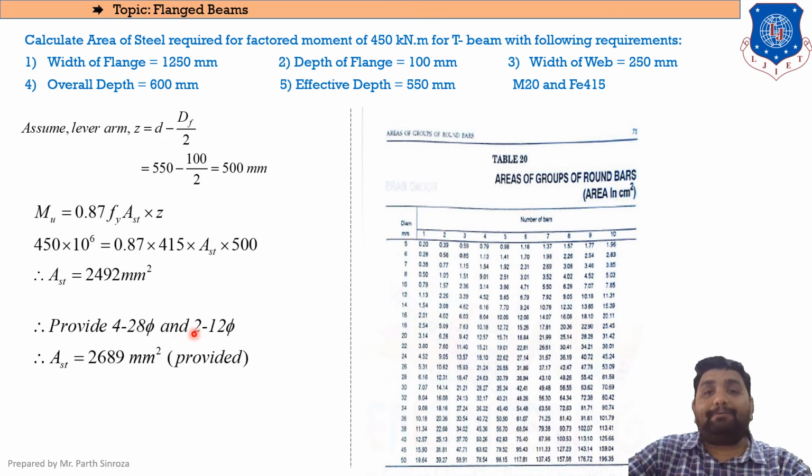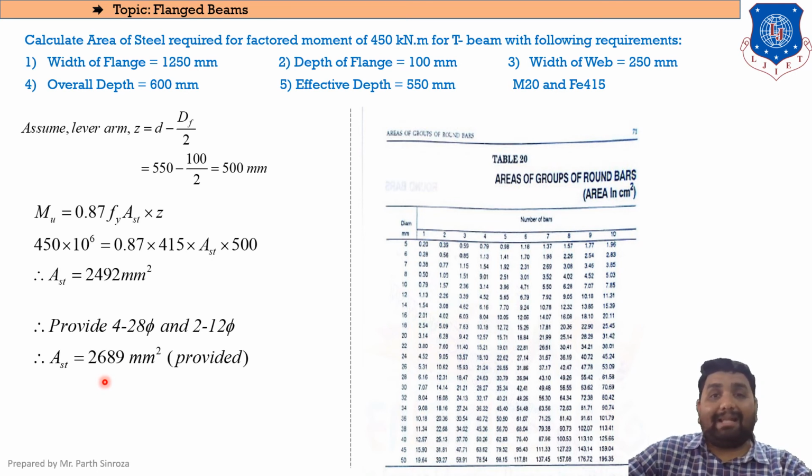So in this case I have opted for a composite reinforcement. You can provide homogeneous bars, there is no issue in that. So I have provided 4 numbers of 28 mm diameter and 2 numbers of 12 mm diameter. 4 numbers of 28, that means 2463 mm square, and 2 numbers of 12, that means here 226. So if we add these two, then we will get the total Ast. So the total Ast is 2689 mm square. The required was 24.92. We have provided 26.89. So the provision or the requirement is fulfilled and the steel criteria is completed.